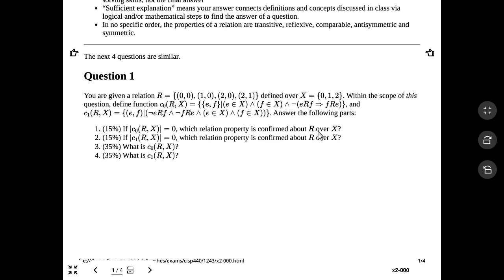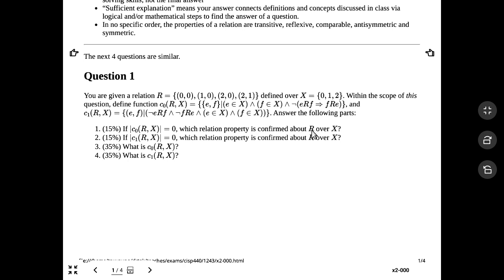Okay, so let's take a look at this. What we want to do is to ask, what makes this an empty set? In other words, this set from here to here, what makes it empty? In other words, what will make this conjunction always false? Well, the easiest thing is, if X is an empty set, then we're good. Because if X itself is an empty set, E belonging to X and F belonging to X has to be false anyway. But that would not be very useful, because we are trying to confirm relation properties about R over X.